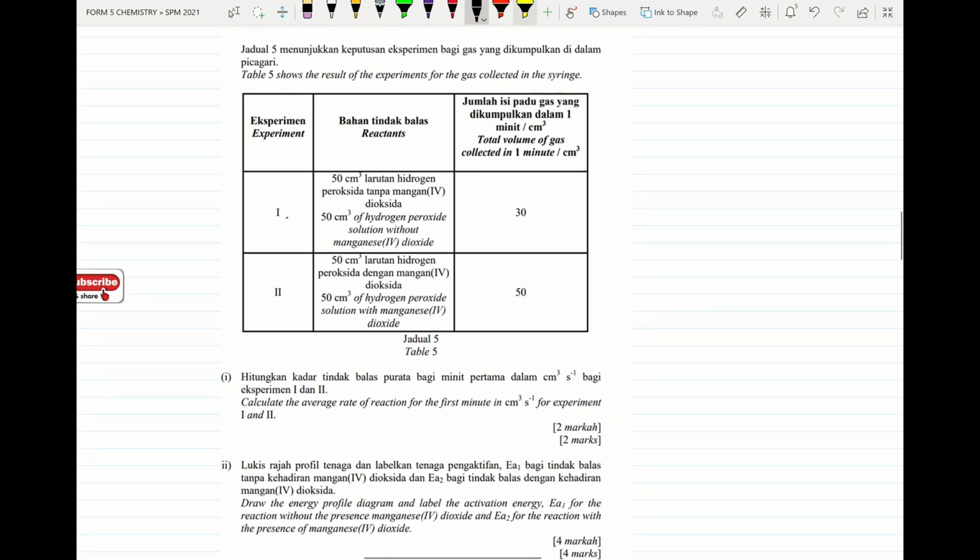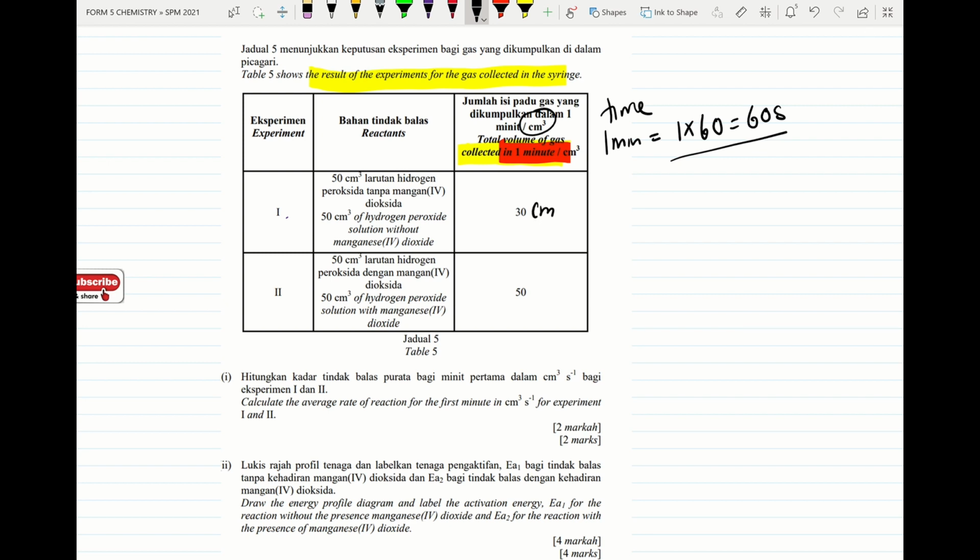All right, Table 5 shows the result of the experiment for the gas collected in the syringe, and here they put time. Please check your time. The time is 1 minute. So 1 minute converted into seconds will be 1 times 60, that will be 60 seconds. Please keep this one. And the volume collected in cm³: this is 30 cm³ and this is 50 cm³.